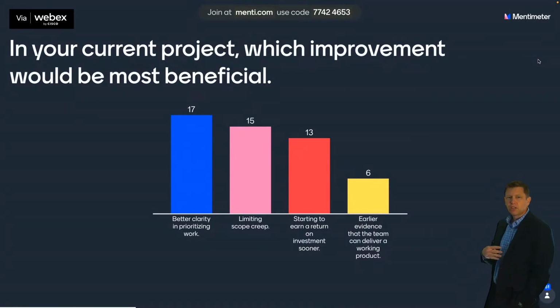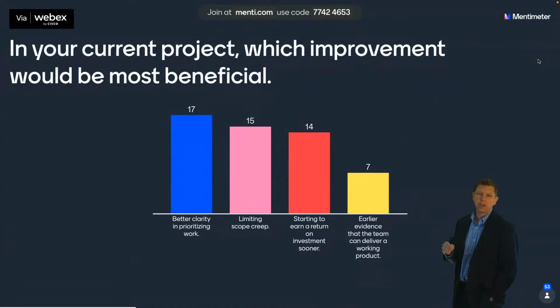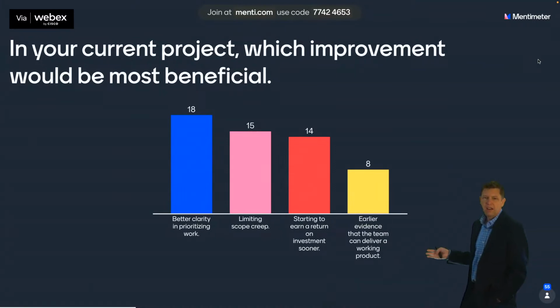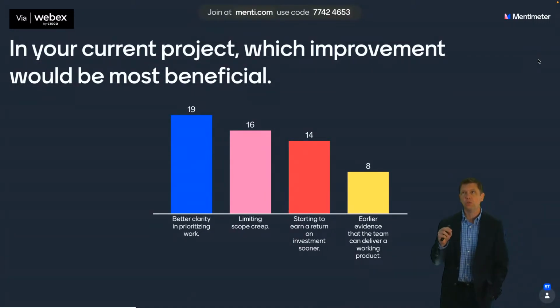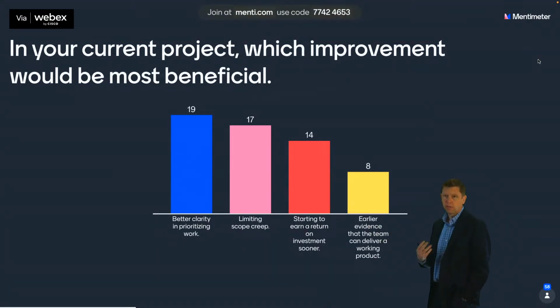Okay, so most of us are saying that in their current project, if we could have better clarity in prioritizing our work, that would be the most beneficial improvement. Second is limiting scope creep. Third is starting to earn a return on investment. And fourth is earlier evidence from the team that the team can actually deliver a working product. And I'd like to suggest that all of these things, a good minimal viable product approach to the way that you're working on your software, will help with every single one of these if you're doing it correctly.